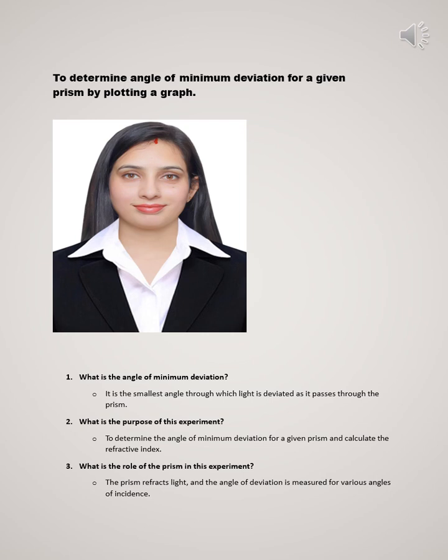Second question. What is the purpose of this experiment? To determine the angle of minimum deviation for a given prism and calculate the refractive index. Third question. What is the role of the prism in this experiment? The prism refracts light and the angle of deviation is measured for various angles of incidence.